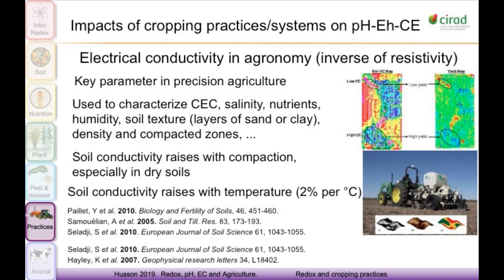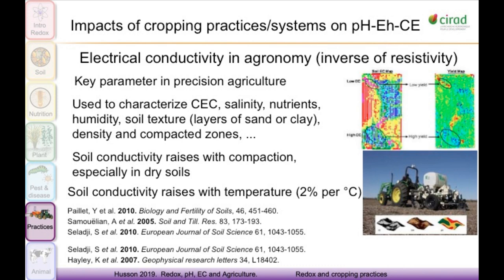So power, it's the square voltage divided by the resistance. The electric conductivity, it's the opposite of the resistivity. So square voltage times electric conductivity, it's a power per distance unit, in fact, kind of a power. So the electric conductivity, it's what they use in precision agriculture. It's a key parameter. It's related to many parameters in the soil. It's raised with compaction, and it's raised with temperature.